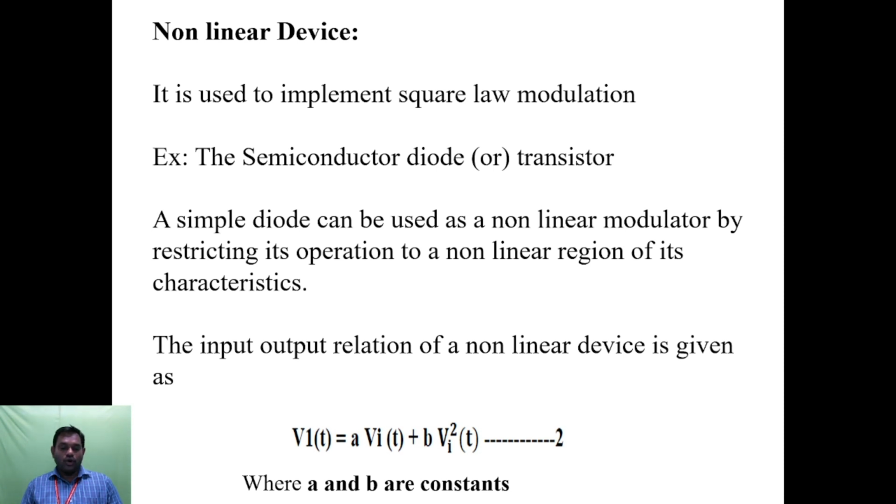The input and output relation of the non-linear device is given as V2 of t, where V1 of t is the input of the non-linear device, equal to A into V1 of t plus B into V1 square of t. Here A and B are constants, which means the values of A and B are constant.